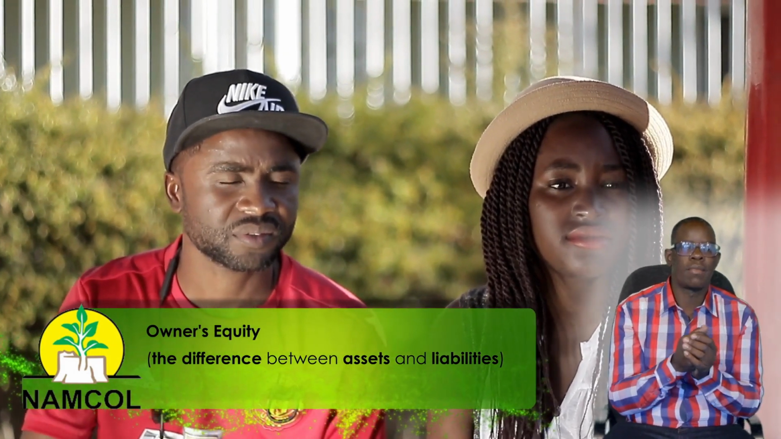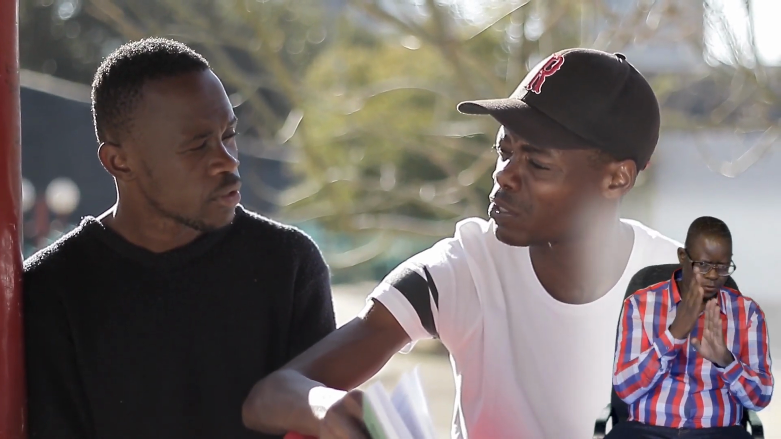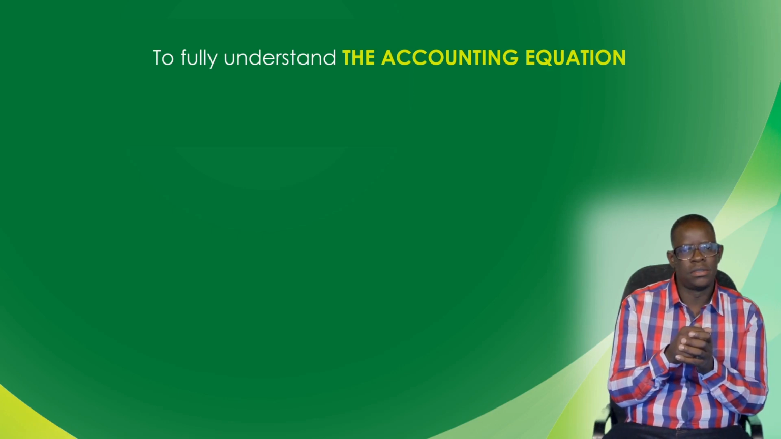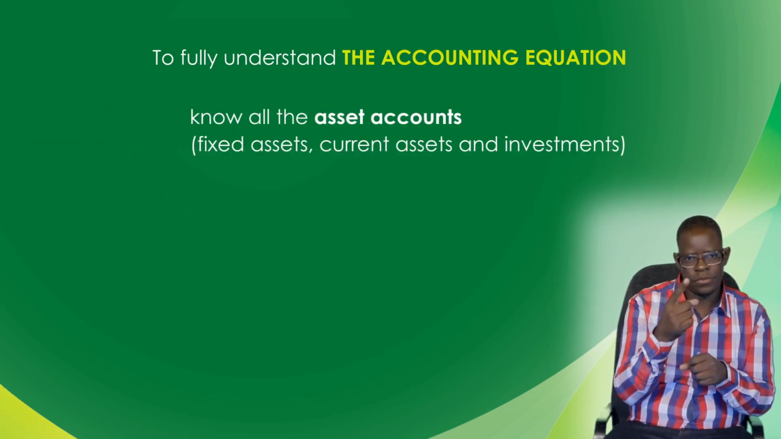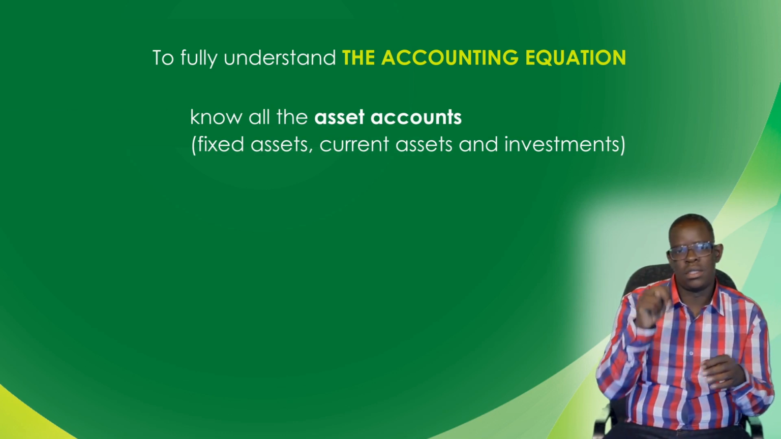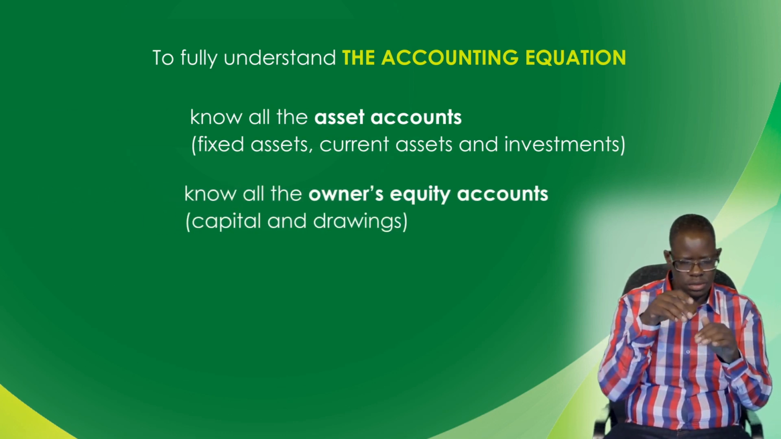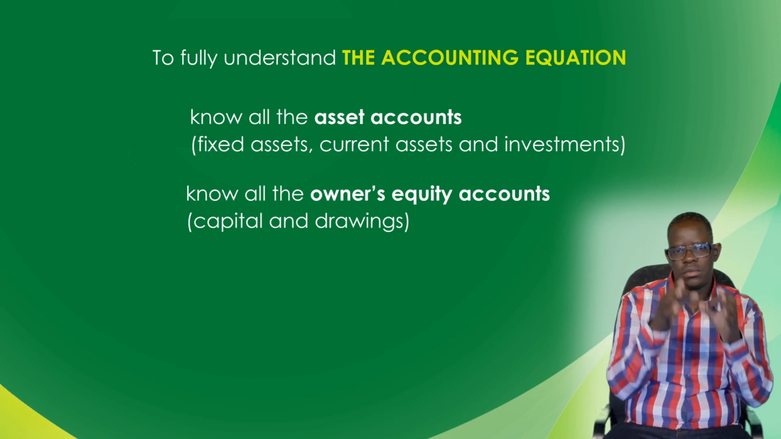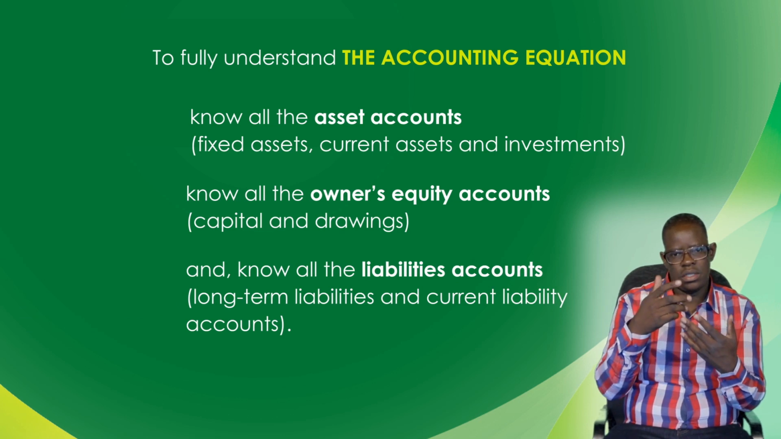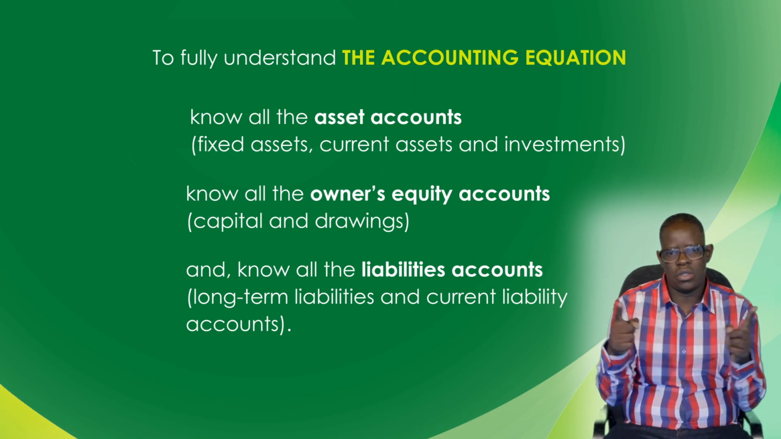So owner's equity can also be money invested in the business by the owner, plus income received and minus expenses paid out. Correct, Cecil. That is why it's important for business to keep accurate record of accounting equations so they can always balance. That's why it will mean the left equals to the right. To fully understand the accounting equation, you should know all the asset accounts: fixed assets, current assets, and investments. All the accounts represented by the owner's equity, capital, and drawings, and all the accounts that are represented by the liabilities, long-term liabilities, and current liability accounts.